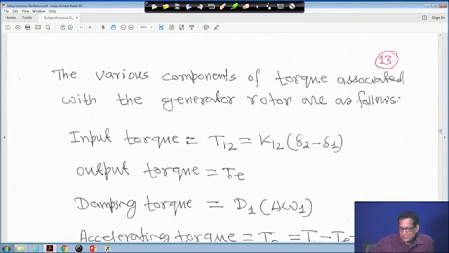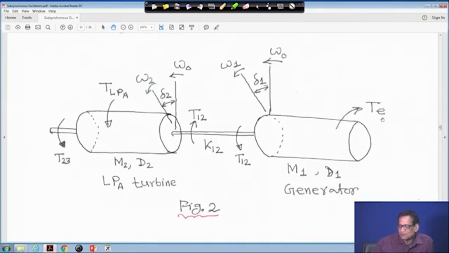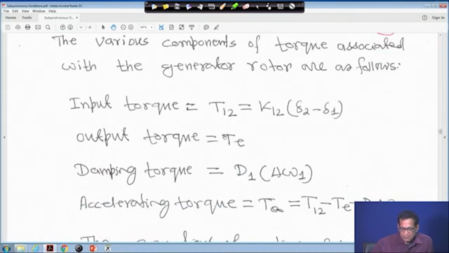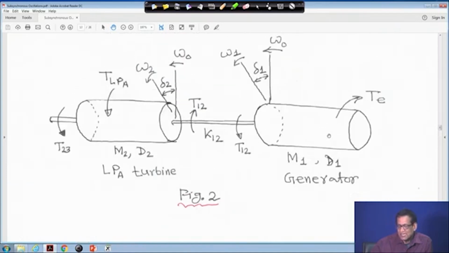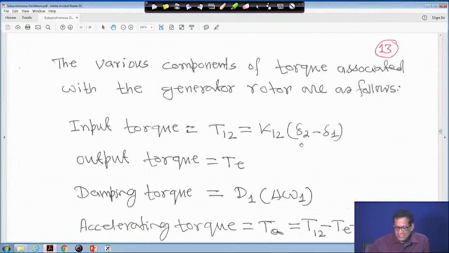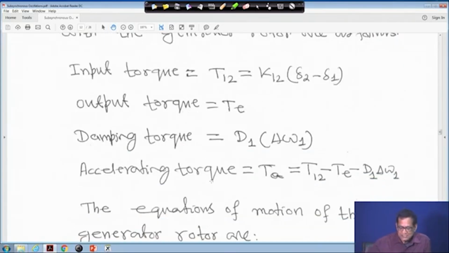Similarly, the output torque is TE. Now, the damping torque is D1 into delta omega 1. So, this is actually D1 and it will be delta omega 1. Later we will see this. Then the accelerating torque TA will be equal to T12 minus TE minus D1 delta omega 1. This is how we write the accelerating torque TA.